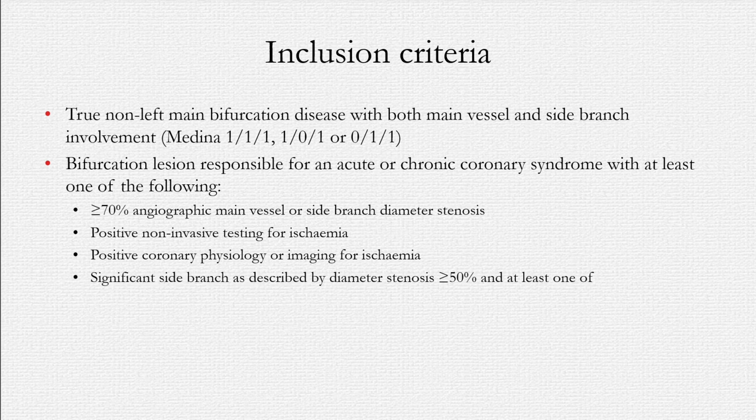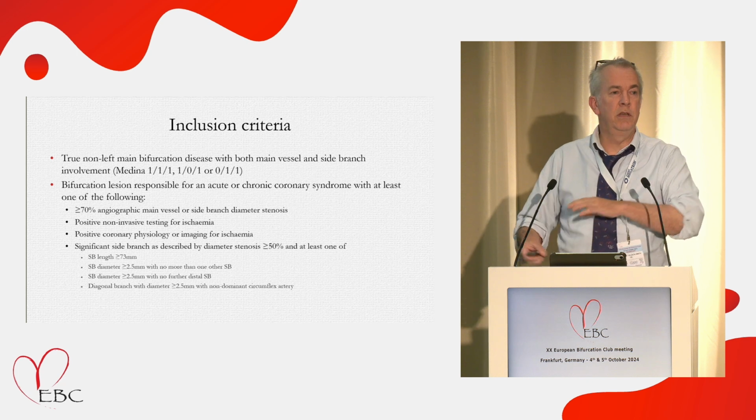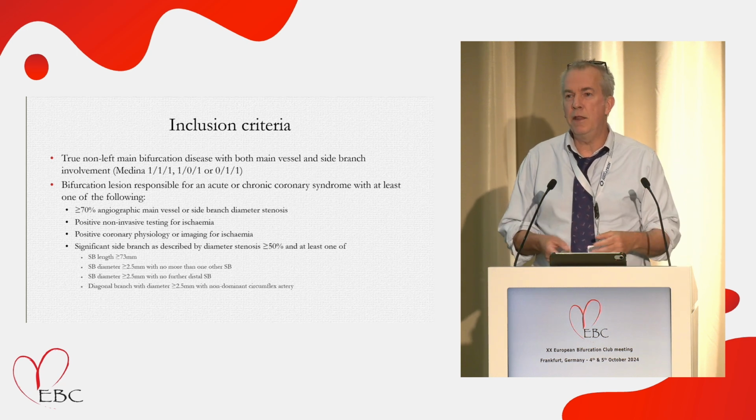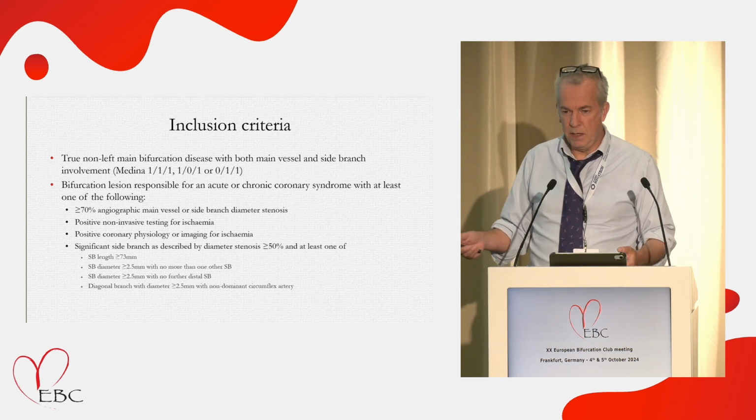And then a significant side branch diameter stenosis, building on the work of Bon Kon-Ku, who I hope is here, maybe not. Side branch length 73 millimeters. Side branch diameter greater than 2.5 with no more than one other side branch. So this is the kind of single diagonal phenomenon. Or similarly, a largish diagonal that has nothing further downstream of it, or one that has a non-dominant circumflex artery. So I'm sorry, it's a little bit complicated, but it basically means anything that you look at and think, oh, that's an important side branch, probably will fit in the study criteria.